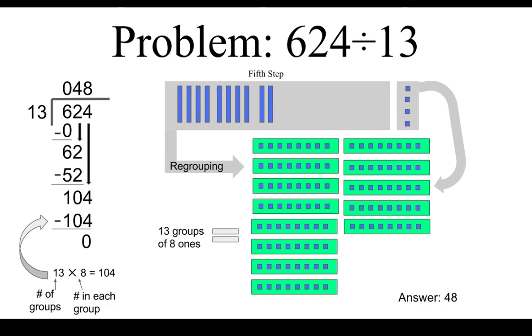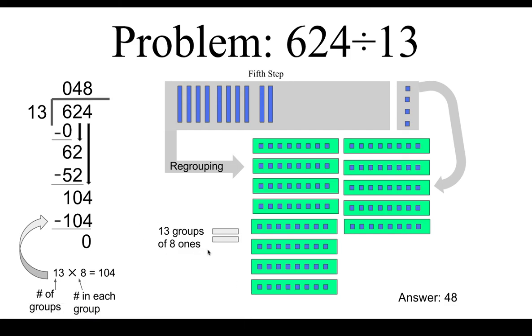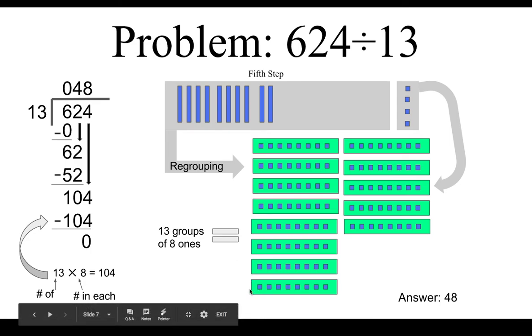So then the fifth step is to take the 104 1s and divide them into 13 equal groups. And on this model, you can see that there's 13 groups of 8 1s using the 104 1s. So there's the 13 groups, and then there's the 8 in each group.